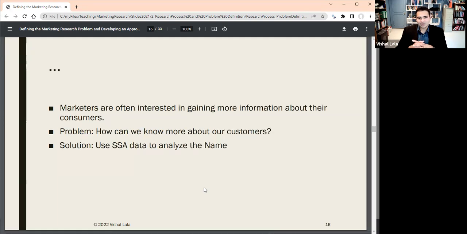In the case we just looked at, you can consider, now that you have the data sitting in your lab, what kind of problem might marketers have that this data might address. For instance, a common question that marketers have is knowing more about their customers, because marketers reason the more they know about their customers, the more easily they'll be able to satisfy their needs and therefore make them loyal customers. The question then is, can we use this SSA data to analyze the name of a person? And what would we learn from that?